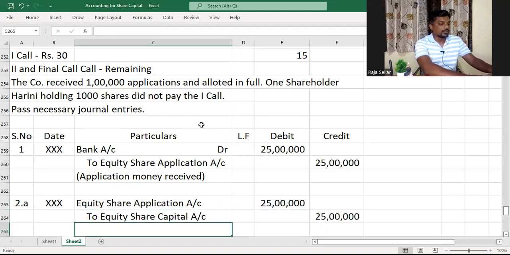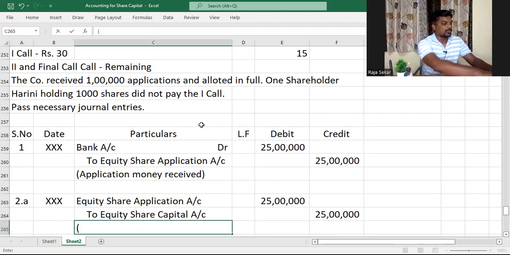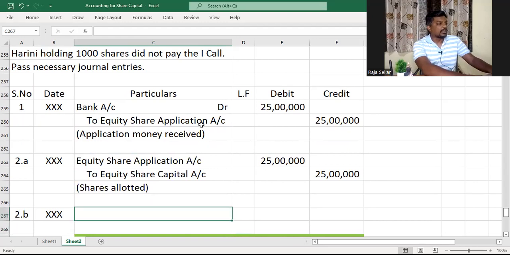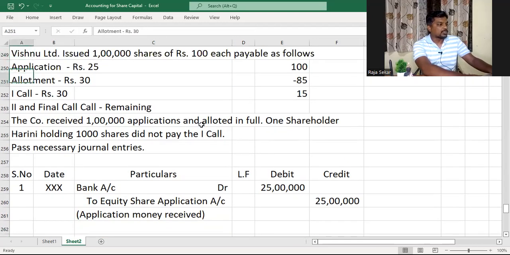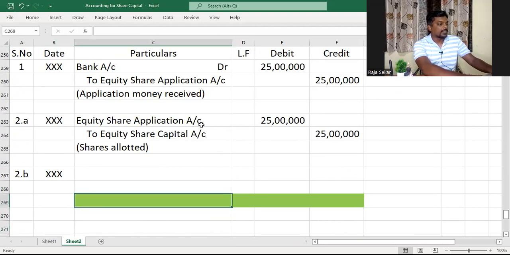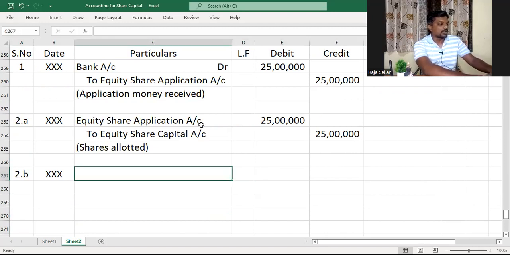Again, the logic for this has been explained in earlier videos. Shares allotted, okay. And then we need to make the allotment money due. The allotment money happens to be 30 rupees per share. Allotment money will be made due for the number of shares allotted. So equity share allotment account debit.